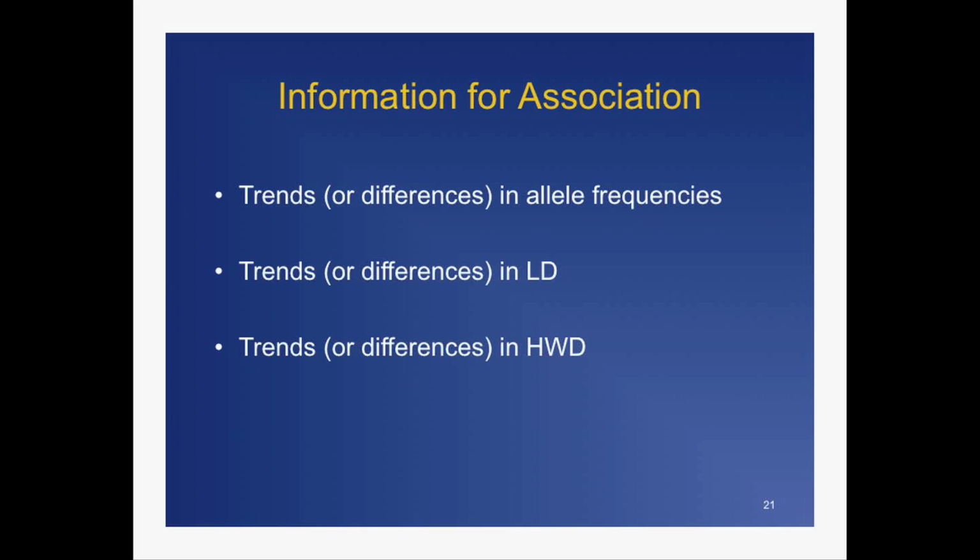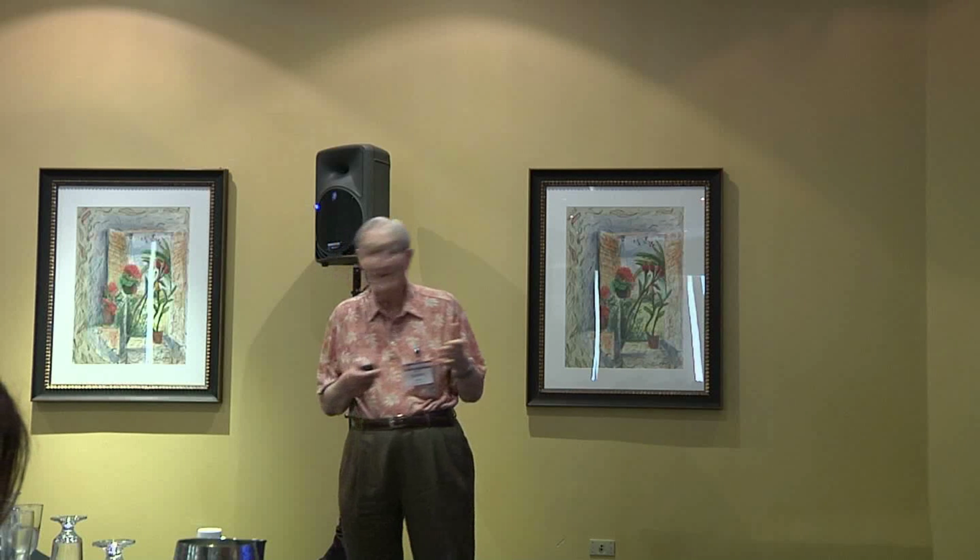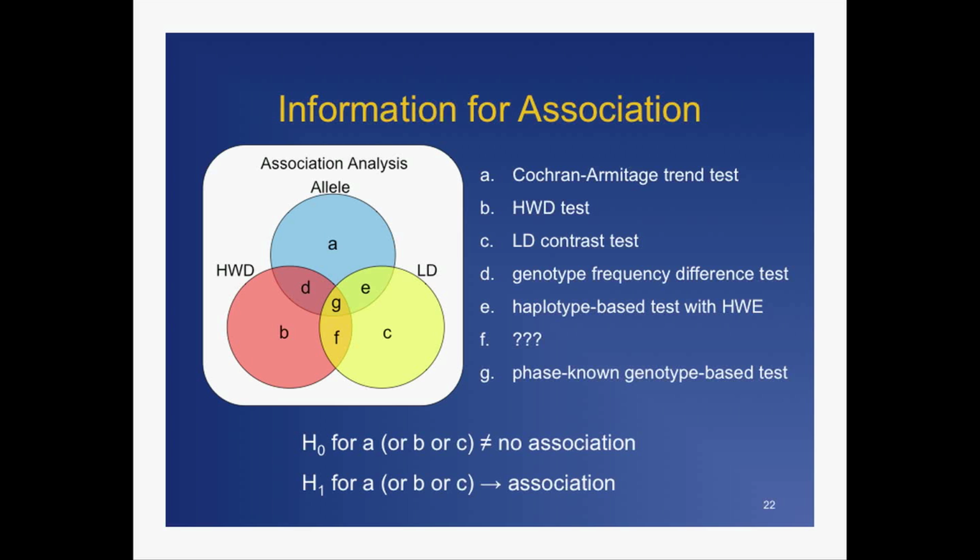Now, what is the information from association? You can have trends or differences in allele frequencies. That's what just about everybody looks at. They forget everything else. You can have trends or differences in the LD structure. The population geneticists are looking at this. You can have trends or differences in Hardy-Weinberg disequilibrium, which people seem to think doesn't exist. All right? And they use that as a QC. Don't have Hardy-Weinberg equilibrium? Throw it out. That's throwing out the baby with the bathwater sometimes.